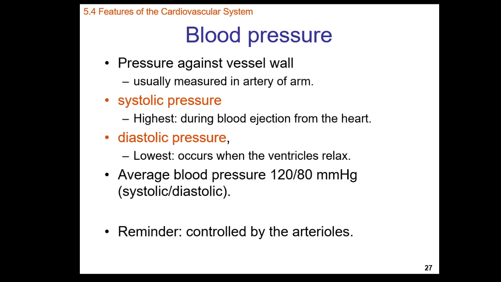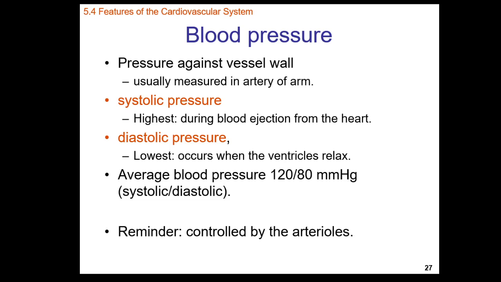And it uses that pressure to make sure that blood continues to flow all throughout the body to get where it needs to be for gas and nutrient exchange in the proper levels. And so it creates that pressure against the vessel wall. We usually measure it in the artery of the arm as you're sort of close to where it's leaving from the heart. The systolic pressure is the highest pressure.